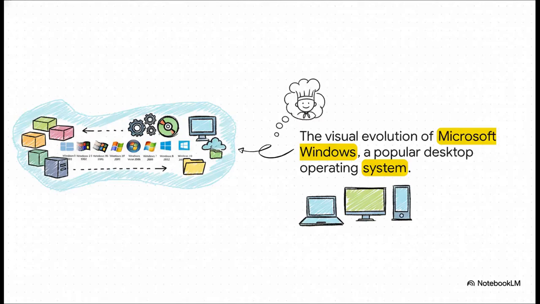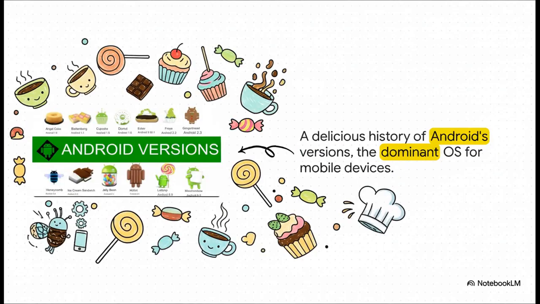And you definitely know this head chef. For most of us with desktops or laptops, it's Microsoft Windows. What's so cool about looking at this is seeing how it's changed. I mean, look at it. From those super simple boxes back in 1985 to the slick design we have today, the OS has just gotten so much more powerful and way easier for us to use. And hey, if you're on a phone, there's a good chance your head chef is Android, and its history is a little more delicious. I mean, from Cupcake all the way to Marshmallow and beyond.